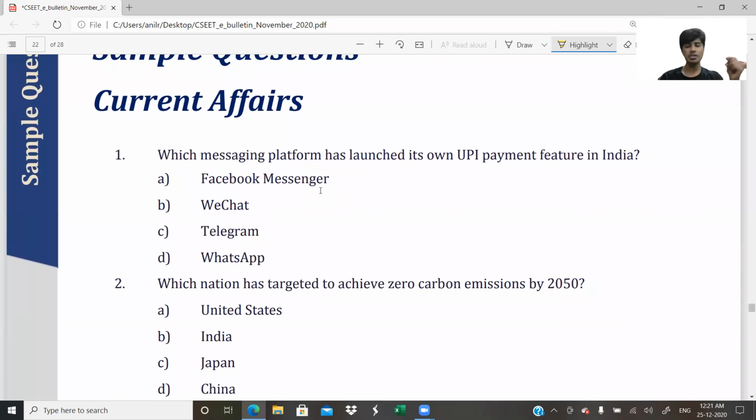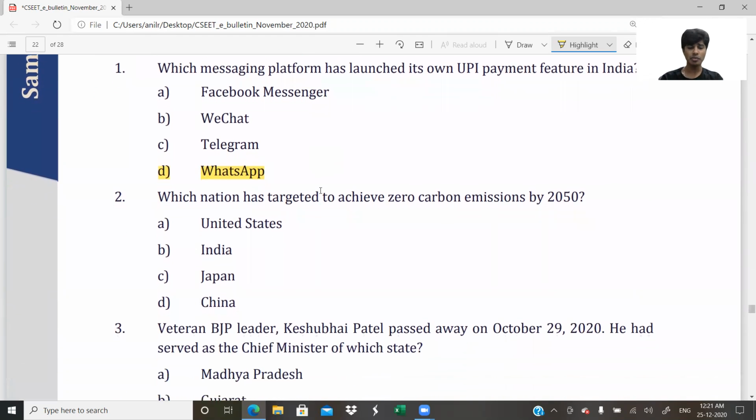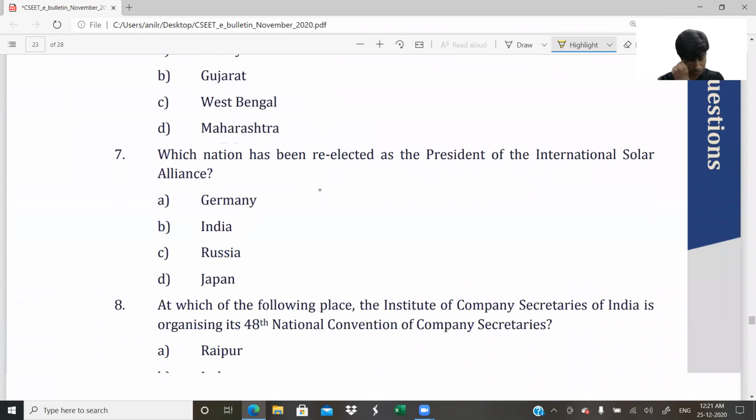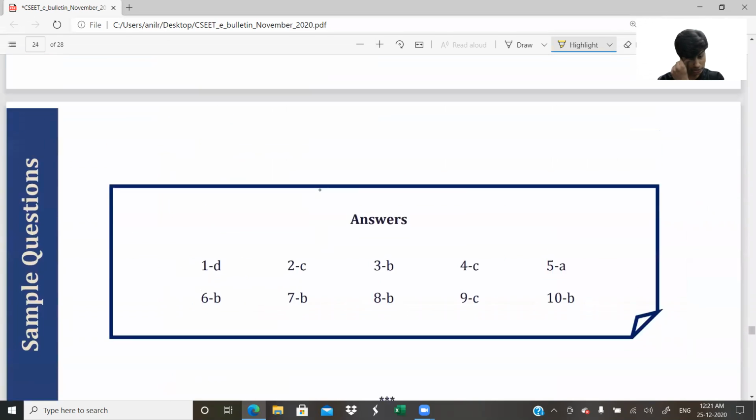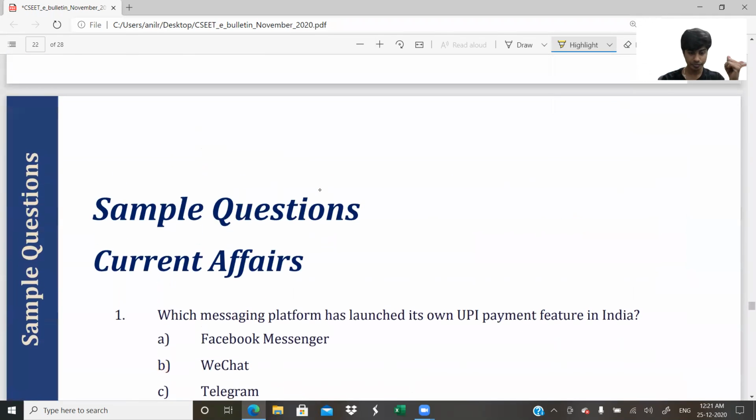First one. Which messaging platform has launched its own UPI, Unified Payments Interface? It's WhatsApp. It is WhatsApp which has recently launched it. Done. Next one. Which nation has targeted to achieve zero carbon emission? Which country is basically planning to go for zero carbon emission by 2050? It is India, if I'm not wrong. India, isn't it? 2B, 2B. Oh, sorry, 2C. It is Japan.